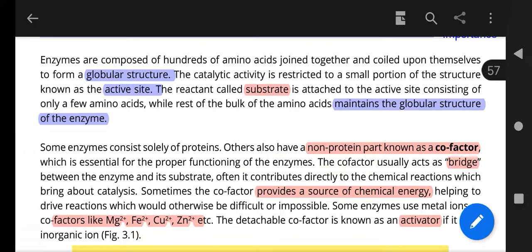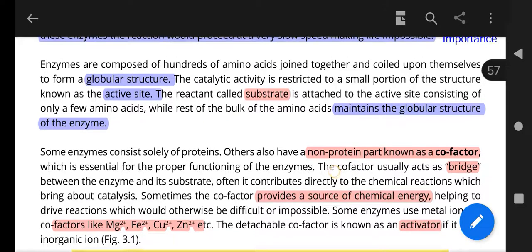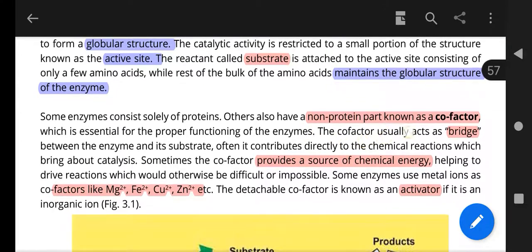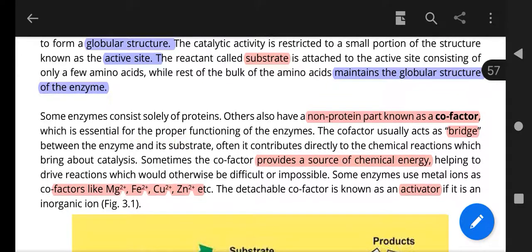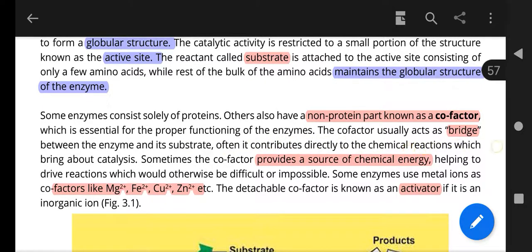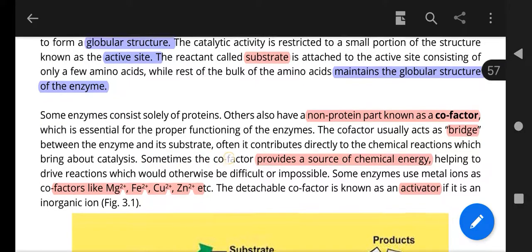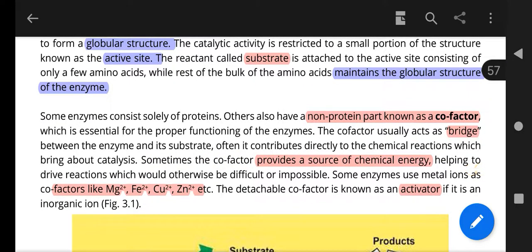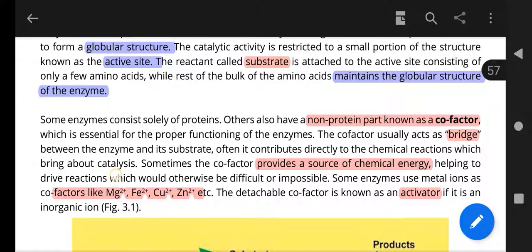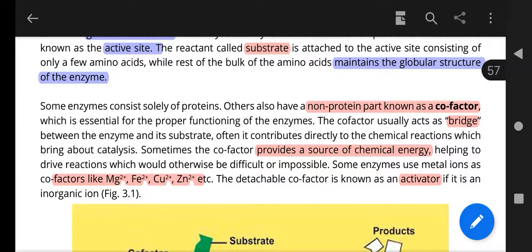Now from this line there are the functions of cofactors. The cofactor usually acts as a bridge between the enzyme and its substrate. Often it contributes directly to the chemical reactions which bring about catalysis. Sometimes the cofactor provides the source of chemical energy, helping to drive reactions which would otherwise be difficult or impossible. So next we will discuss the types of cofactor.